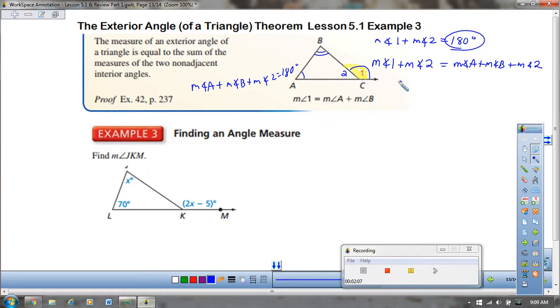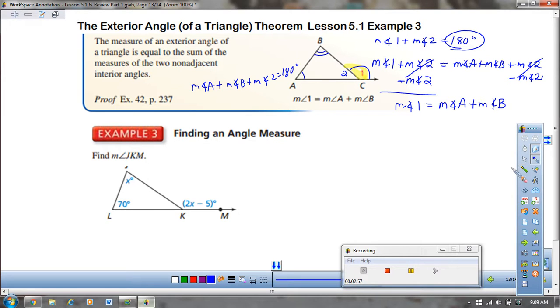So if I subtract the measure of angle 2 from both sides, what results is that the measure of angle 1 equals the measure of angle A plus the measure of angle B, which is a brief proof of what our exterior angle of a triangle theorem says. And so if we understand that, we can use that to help us solve problems.